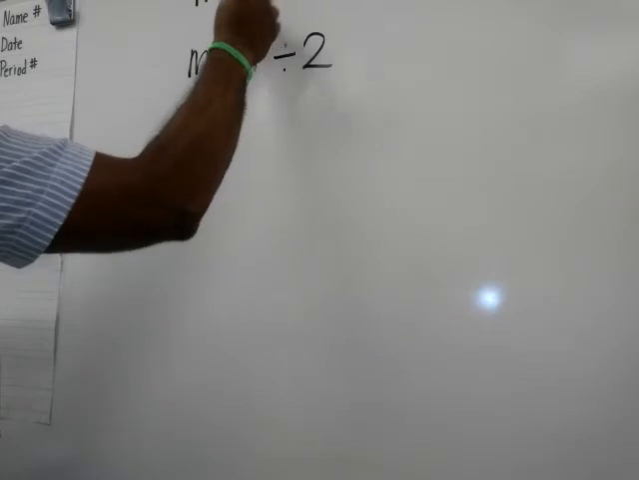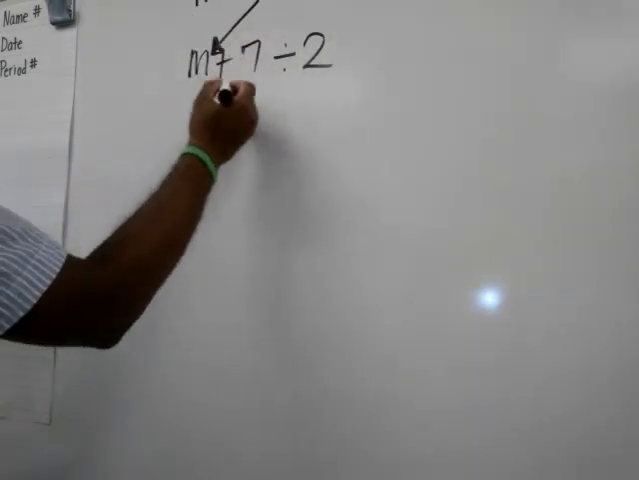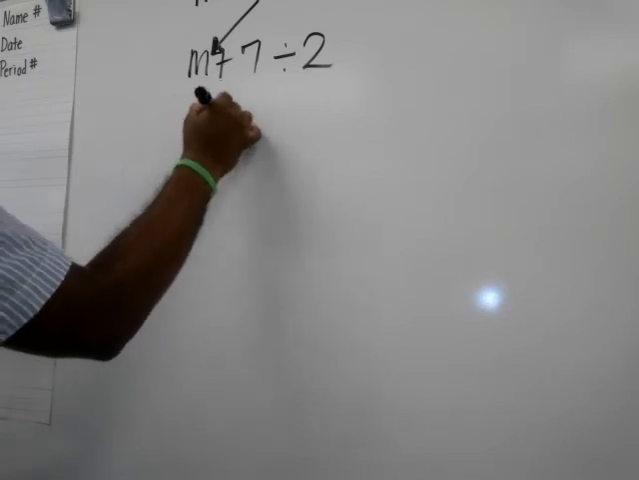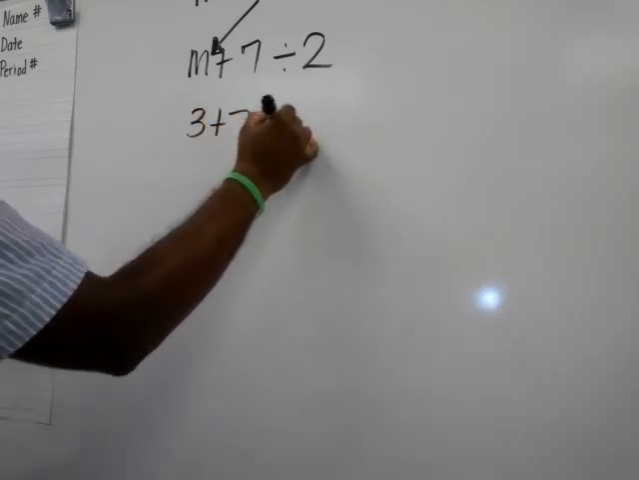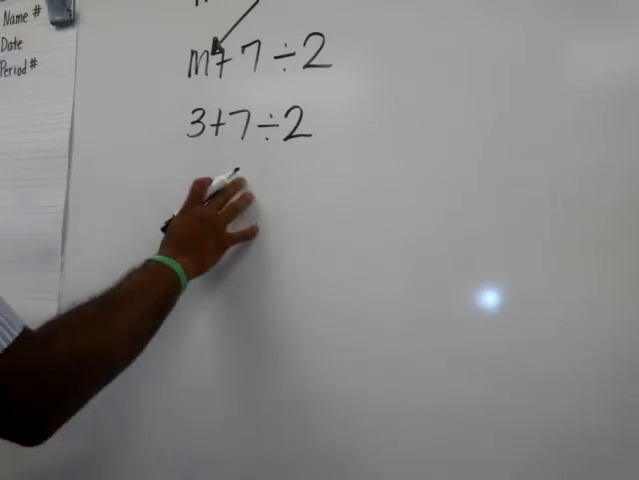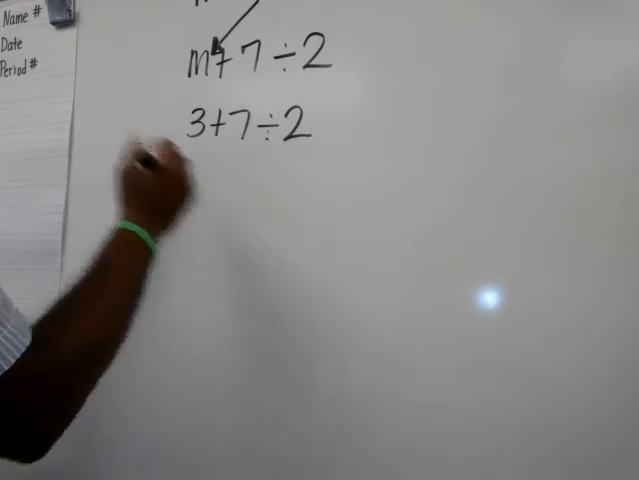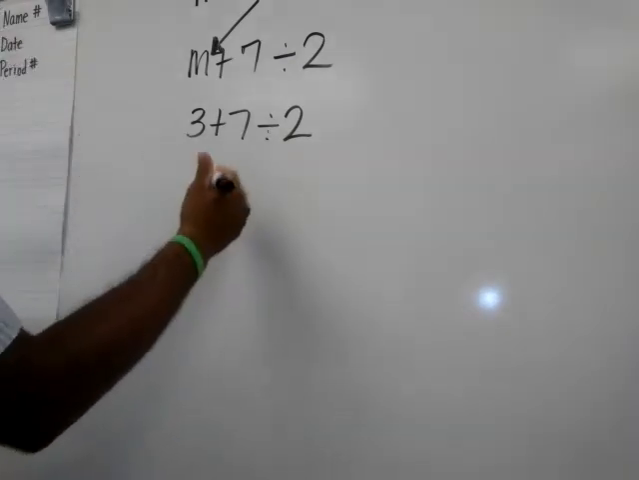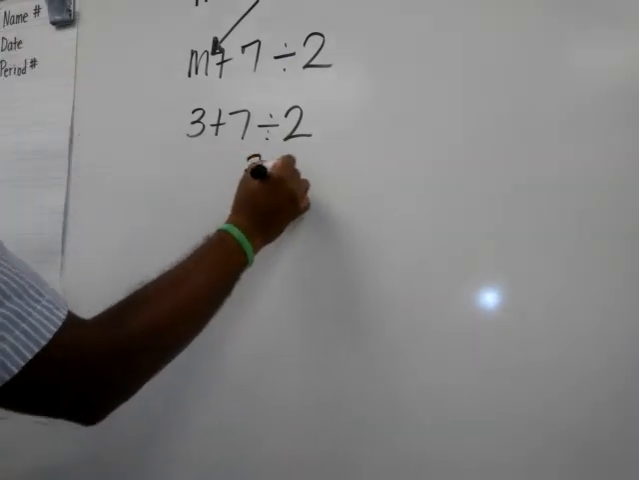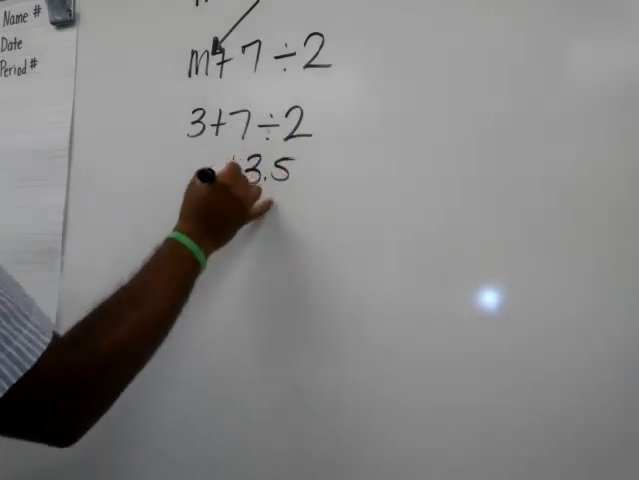So how do you solve this? You input 3 for m. So you're renaming this expression 3 plus 7 divided by 2. Now you have to follow PEMDAS. So we're going to do division before addition. If we go ahead and divide this, we will get 3.5. Half of 7 is 3 and 5/10, plus 3.